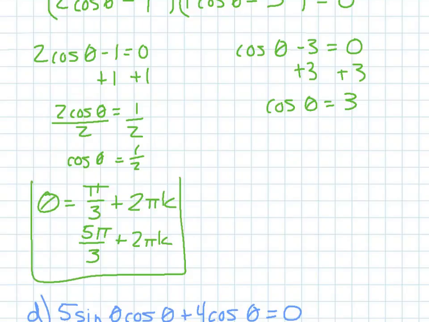Okay, let's go to the other one. Now, what values for the angle for cosine give you the ratio of 3? If you think about that, there are no values on the unit circle that are 3 for cosine, because it's always in between 1 and -1. So this would be no solution. Then your only answers are pi over 3 plus 2 pi k and 5 pi over 3 plus 2 pi k. Alright? Let's do another one.